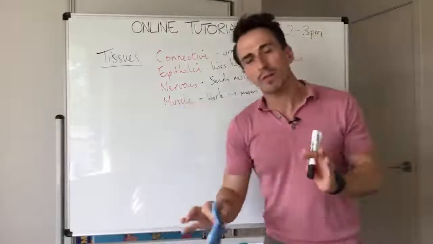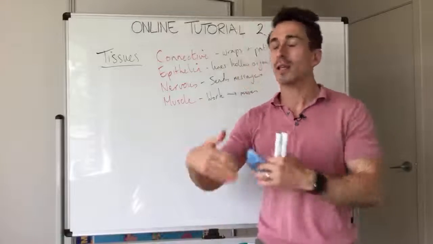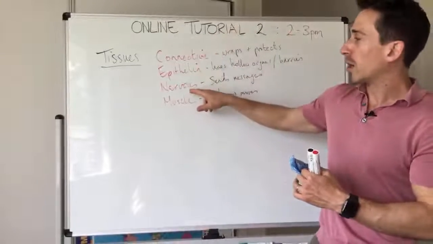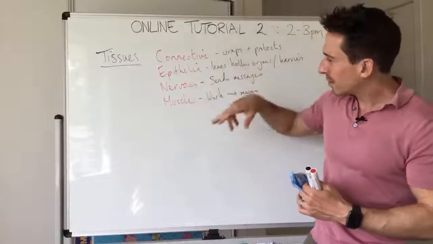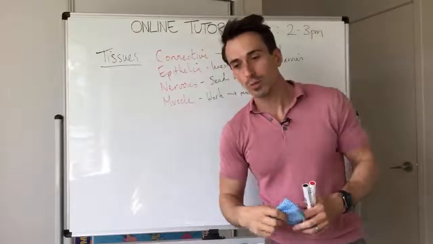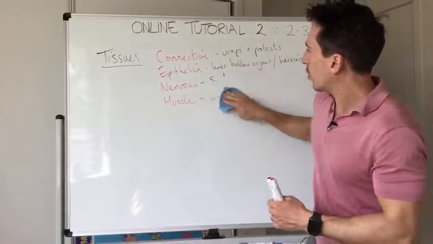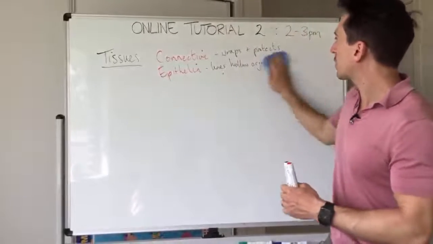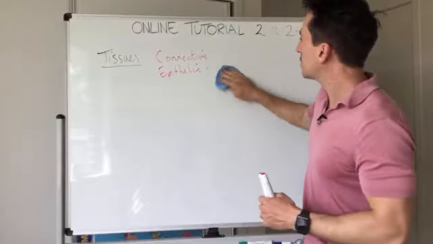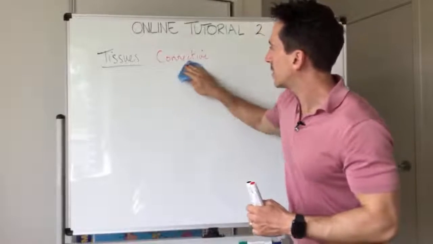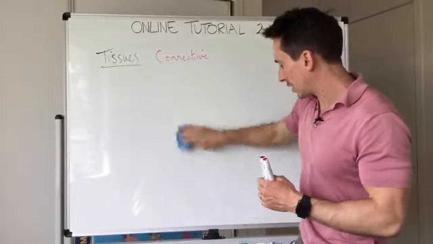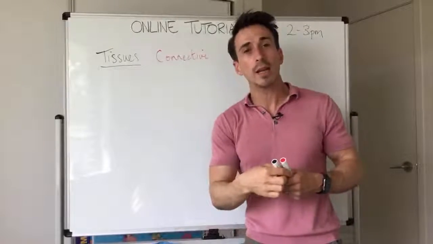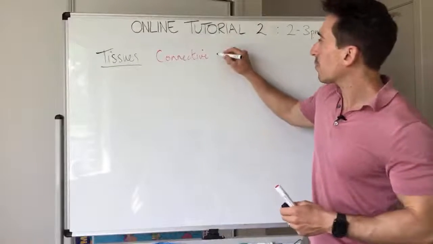Now, these are the 4 different tissue types. Nervous and muscle we're not going to focus on today or this week, because next week we're going through the nervous tissue, and then the subsequent weeks we're going through muscle tissue. So let's wipe these 2 off and let's focus on connective tissue and epithelial tissue. Now there's heaps of different types of connective tissue. What do you need to know? You need to know these particular points: connective tissue is made up of 3 things.